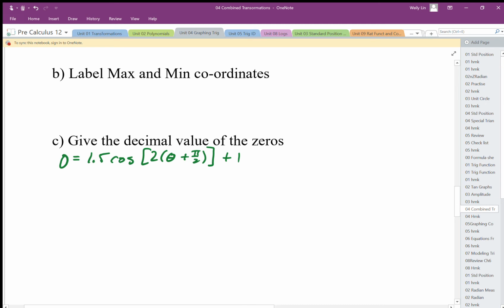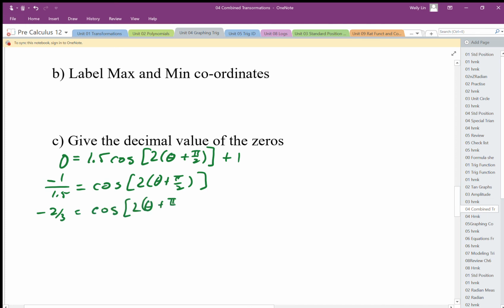I suppose I could just graph this and find it on Desmos, which is fine, and you can check it that way if you like, but I'm going to solve this algebraically for the most part. So I'm going to subtract 1 and divide by 1.5, so I get negative 1 over 1.5 equals cosine of 2 theta plus pi over 2. And this is going to be negative 2/3. You don't really need to simplify that, but there it is.